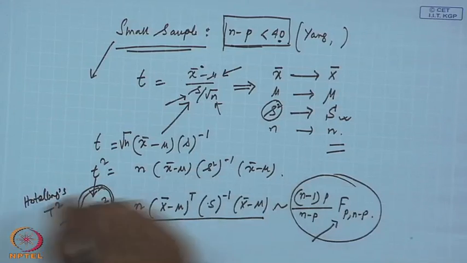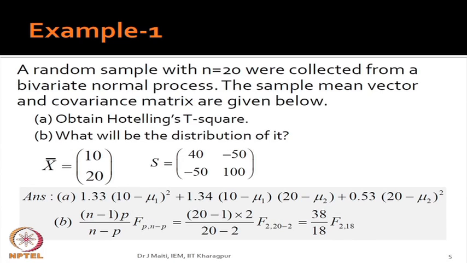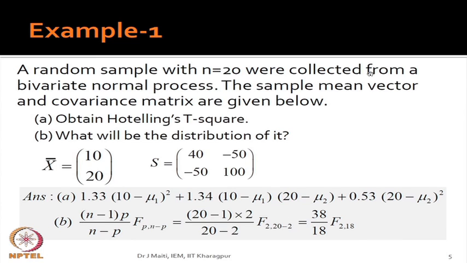Okay. Now, see the problem I have solved in another class. Again I want to solve it here, and it may be repetition for some of you, but for others it is not. A random sample of size n equal to 20 was collected from a bivariate normal process. The sample mean vector and covariance matrix are given below. X bar is 10, 20, that is the mean vector, and the covariance matrix S is 40, minus 50, minus 50 and 100. We want the value of the Hotelling T square statistic. The answer is 1.33 times (10 minus mu 1) squared, and so on.